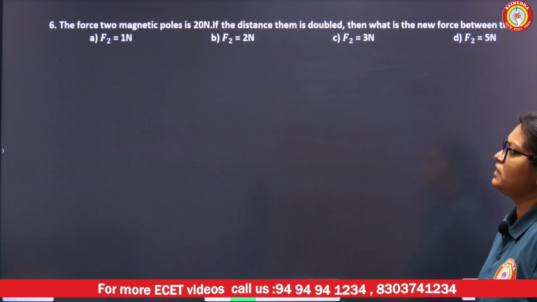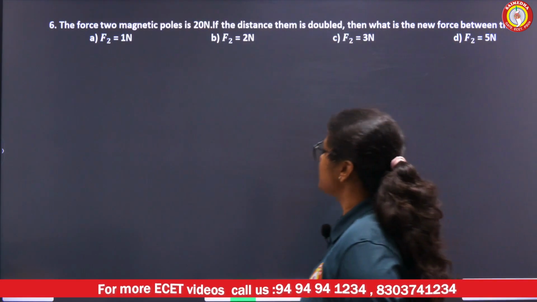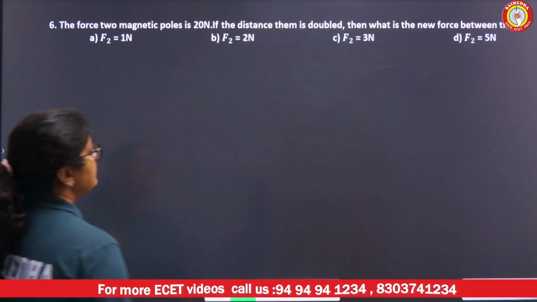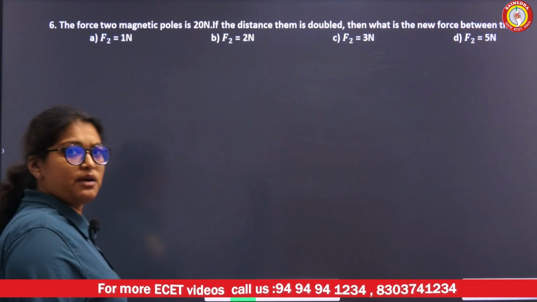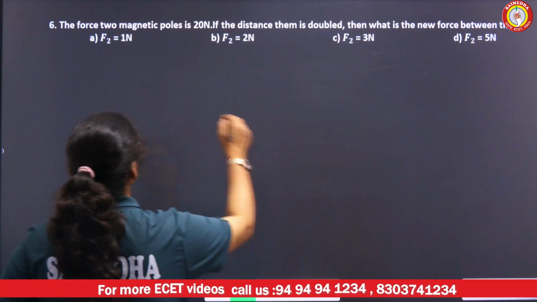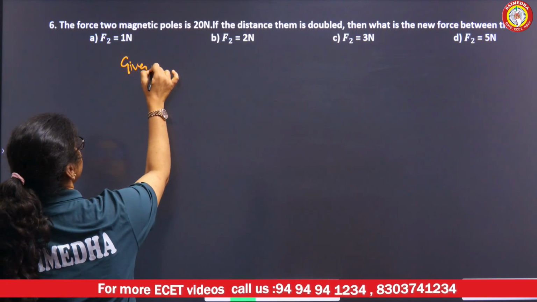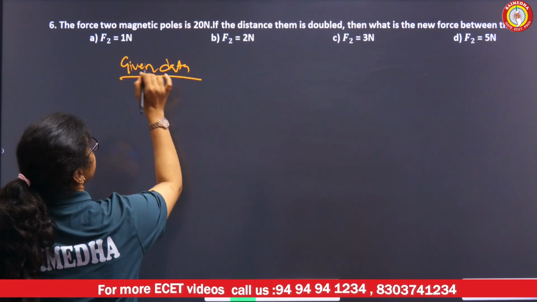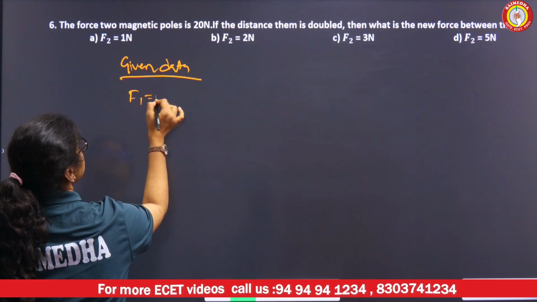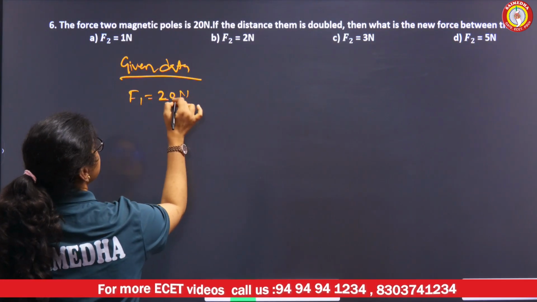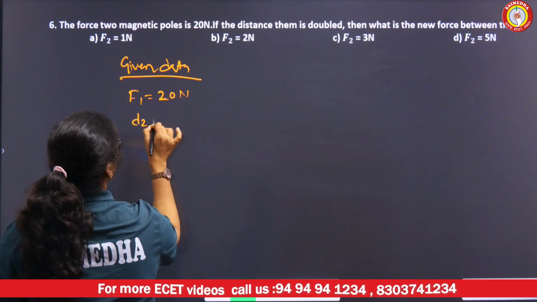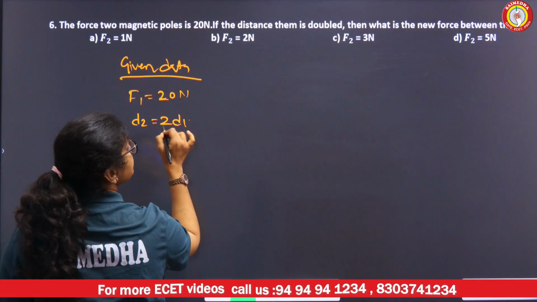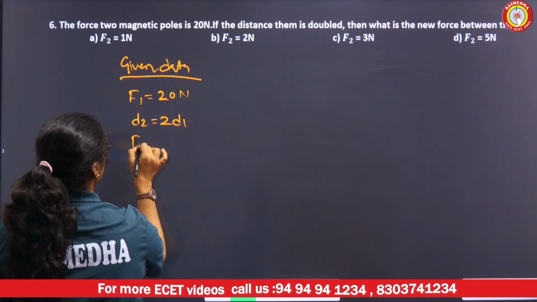The force between two magnetic poles is 20 newtons. If the distance is doubled, what is the new force between them? They say the distance is doubled, so what happens to the force? Use the same inverse square law and you can get the answer. We'll write the given data. F1 is 20 newtons. The distance is doubled, so D2 is 2 into D1. And the new force F2 I have to calculate.